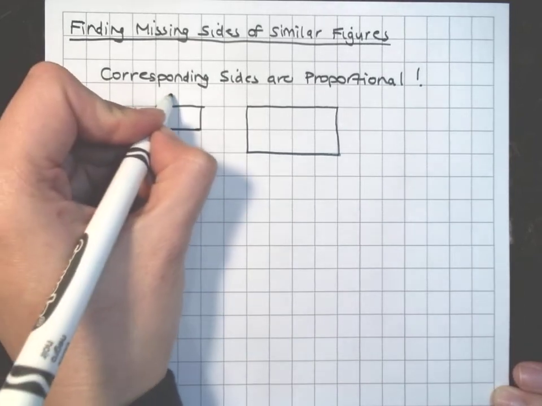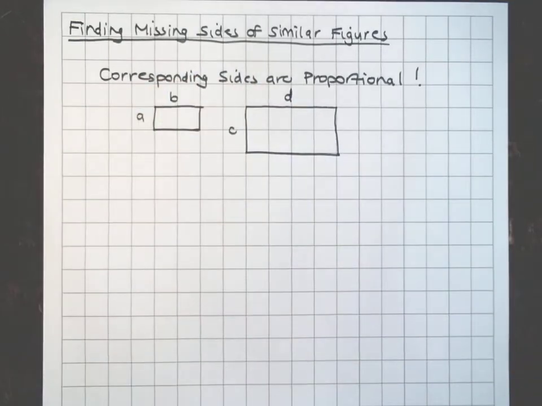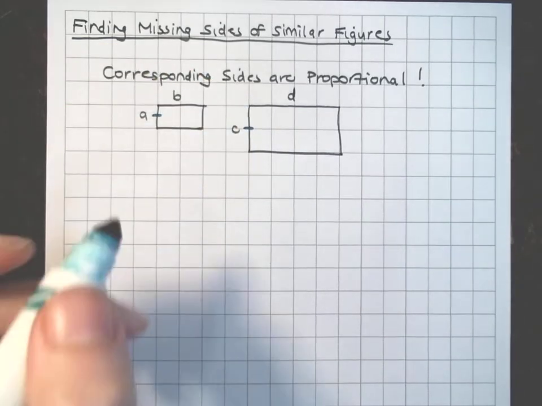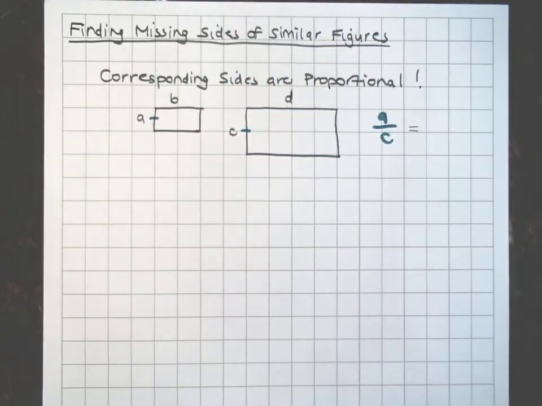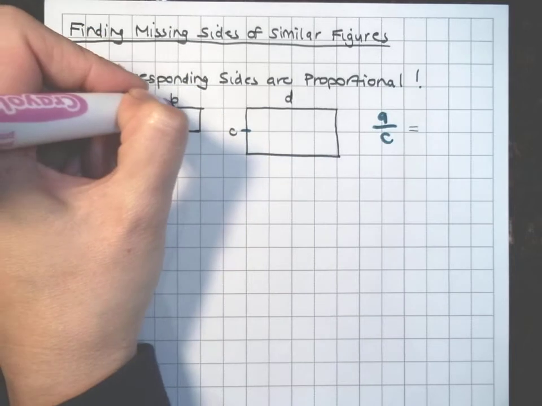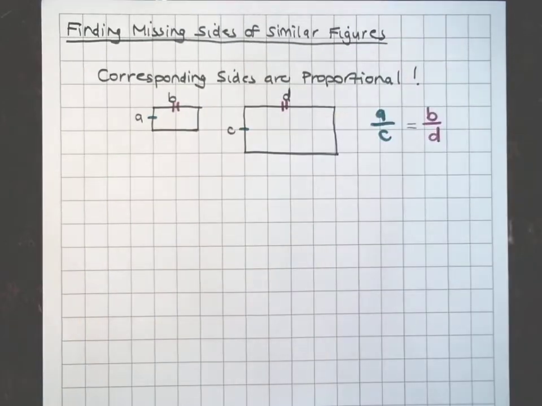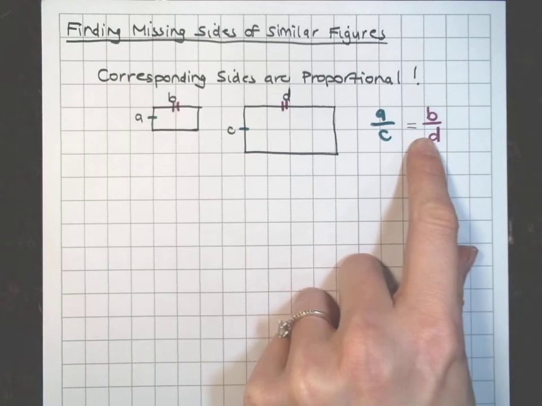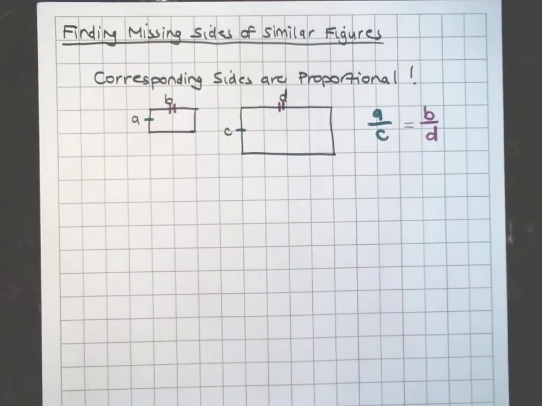So this is A and B, and this is C and D. A and C are corresponding sides, so A divided by C equals the other corresponding sides, which are B and D. So B divided by D. If A divided by C equals B over D, then we know that the corresponding sides are proportional, which means they are similar. And so we can use this to solve for missing sides.